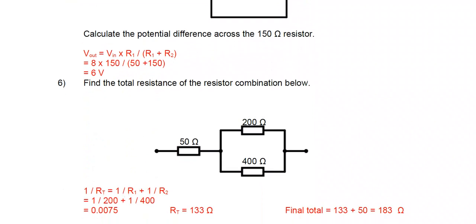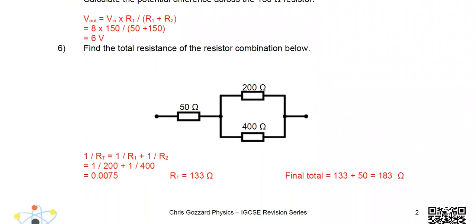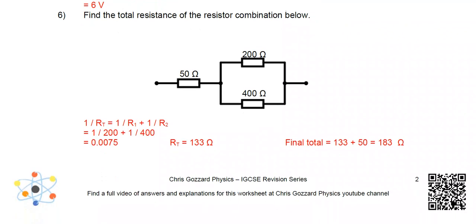Number 6. It says find the total resistance of the resistor combination below. Here we've got resistors in series and parallel. It's best to deal with the ones in parallel first. So 1 over R total is 1 over R1 plus 1 over R2. 1 over 200 plus 1 over 400, I get 0.0097. Find the reciprocal of that, and I get 133 ohms. That's just for the parallel combination. Then I just need to add that to the 50 ohms, and I get a total of 183 ohms.